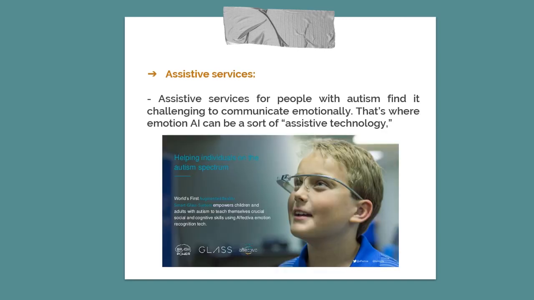Assistive services. Some people with autism find it challenging to communicate emotionally. That's why emotion AI can help them. For example, wearable monitors can notice facial expressions and body language in someone with autism that others might not be able to see.